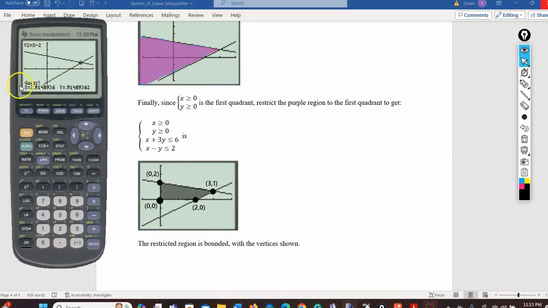Then it says, do you want me to guess? The graphing calculator is asking you, do you want me to guess at what I think the intersection point is? Yes. So press enter again. And it's telling me that the intersection point is the point with x coordinate 3 and y coordinate 1. That's what it's telling me. Okay, so that's how I get the region and the vertices, the corner points. And we will need that, as you're going to see in a bit.